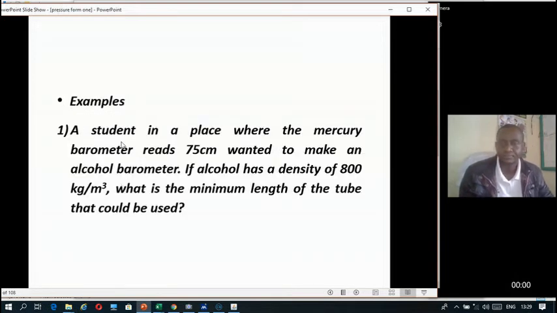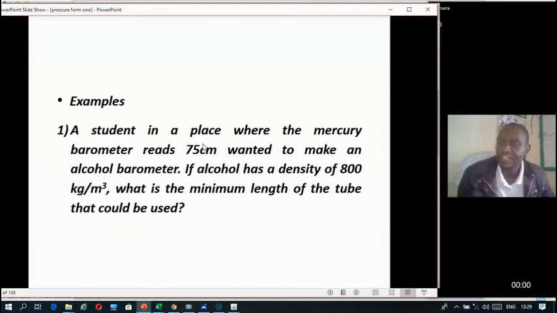Example: a student in a place where the mercury barometer reads 76 wanted to make an alcohol barometer, where alcohol has a density of 800 kilogram per meter cube. What is the minimum length of the tube that this student would require?